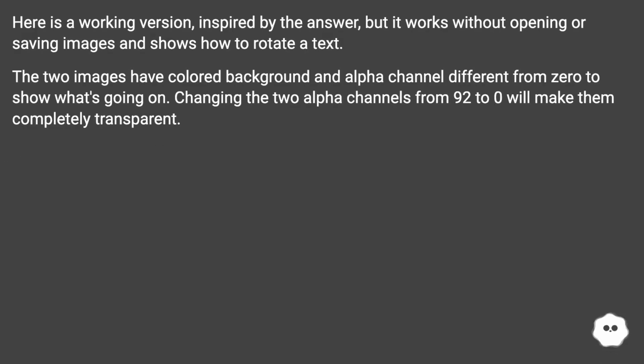Here's a working version, inspired by the answer, but it works without opening or saving images and shows how to rotate a text. The 2 images have colored background and alpha channel different from 0 to show what's going on. Changing the 2 alpha channels from 92 to 0 will make them completely transparent.